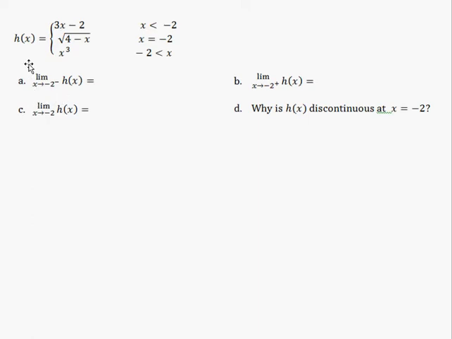Limit as x goes to negative 2 from the left of h of x. Well, that's values less than negative 2, which puts us on this domain here. And that means as x goes towards negative 2 from the left, it will be on this function the entire time. So h should head towards what 3x minus 2 equals. And at negative 2, this equals negative 8.